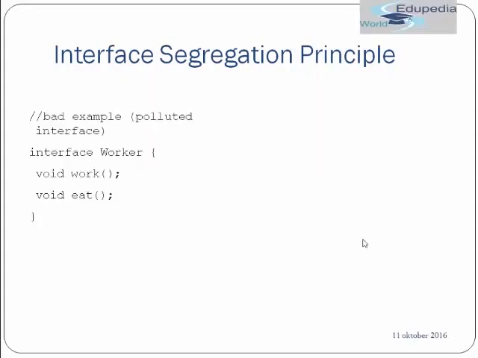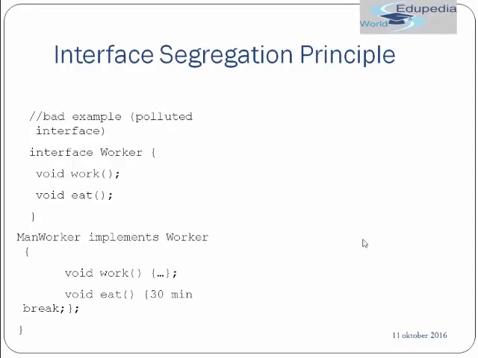Okay, and this is a bad example. You can see a polluted interface. It has an interface Worker, and it has the methods work and eat. And then we have a ManWorker which implements Worker.